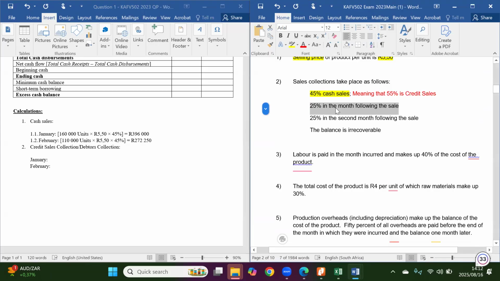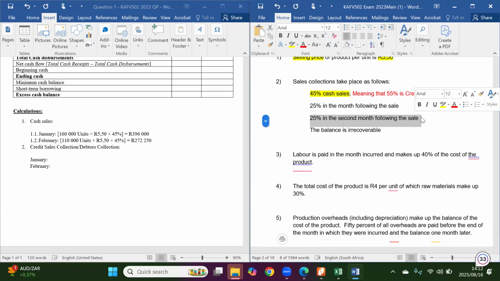Where they are saying 25% in the month following the sale. So meaning to say, credit sales which were done in the month of November, the 55% of course, which is the total credit sales, will be collected in December. But then the other 25% is collected when? In January. Are we together there? So that aspect is very, very important to note. Now here's how the calculations are going to look like.